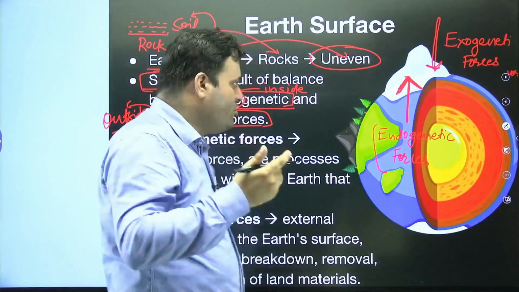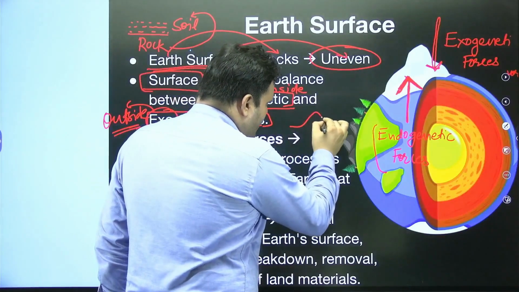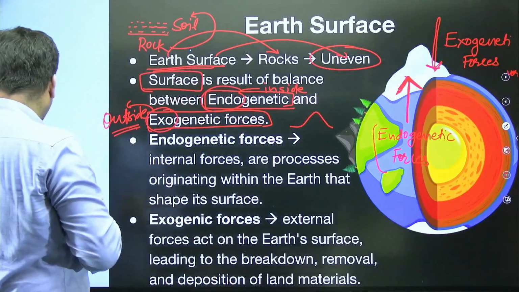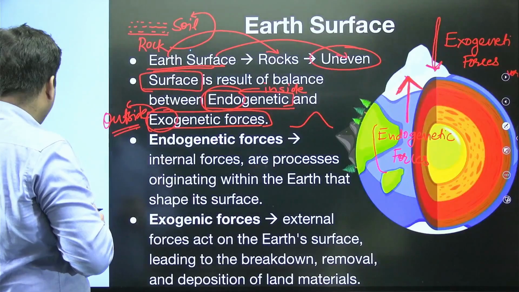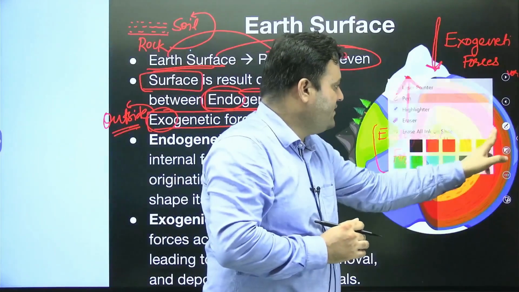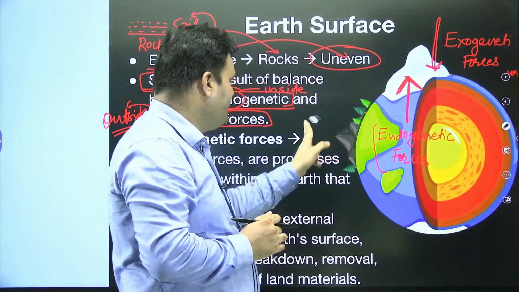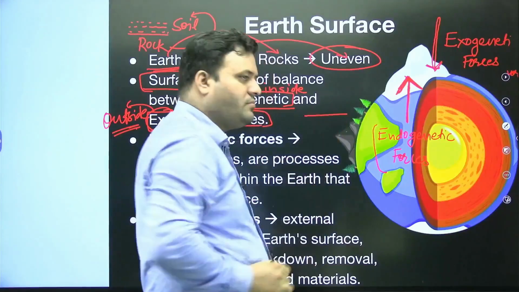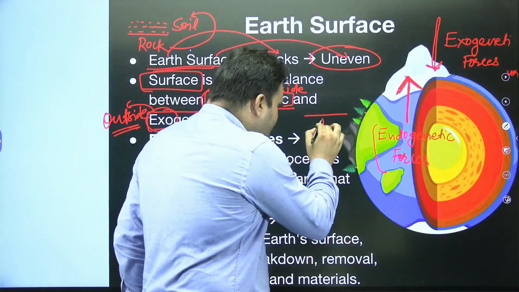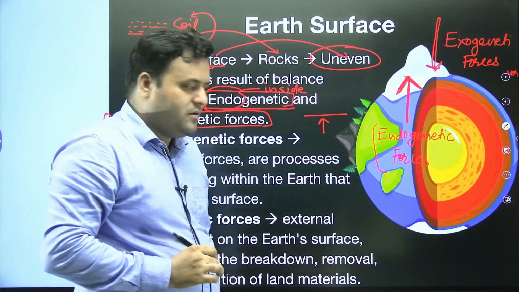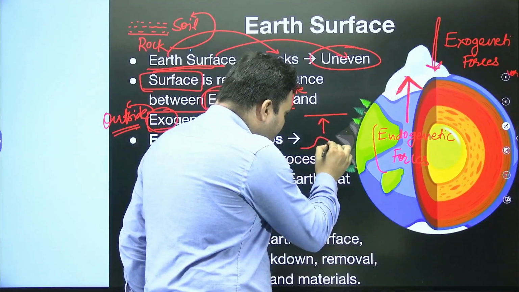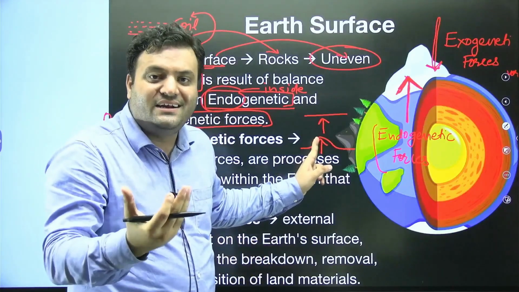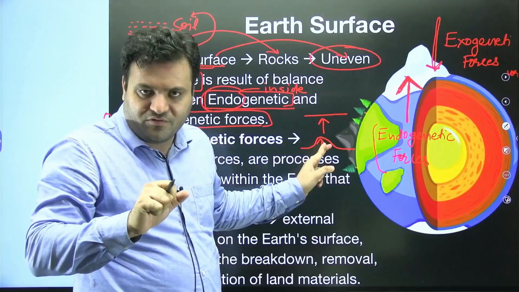Let me give you one example. Suppose we have a mountain here. How would a mountain develop? Mountain would develop this way. Suppose we have a surface in this way, and because of the endogenetic forces, we may have a modification in the surface like this. So we can say that here the endogenetic forces are more intense as compared to the exogenetic forces.